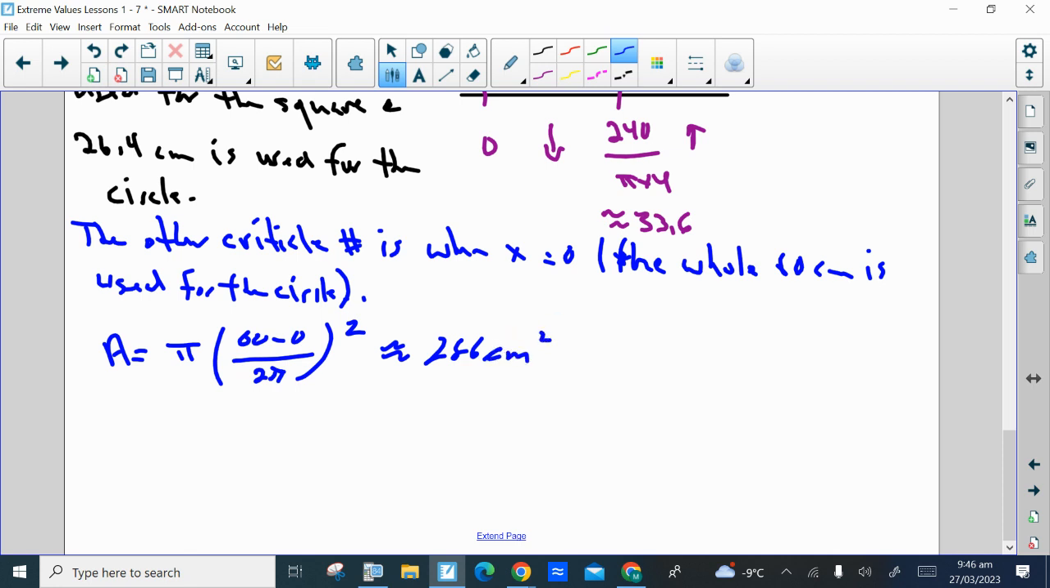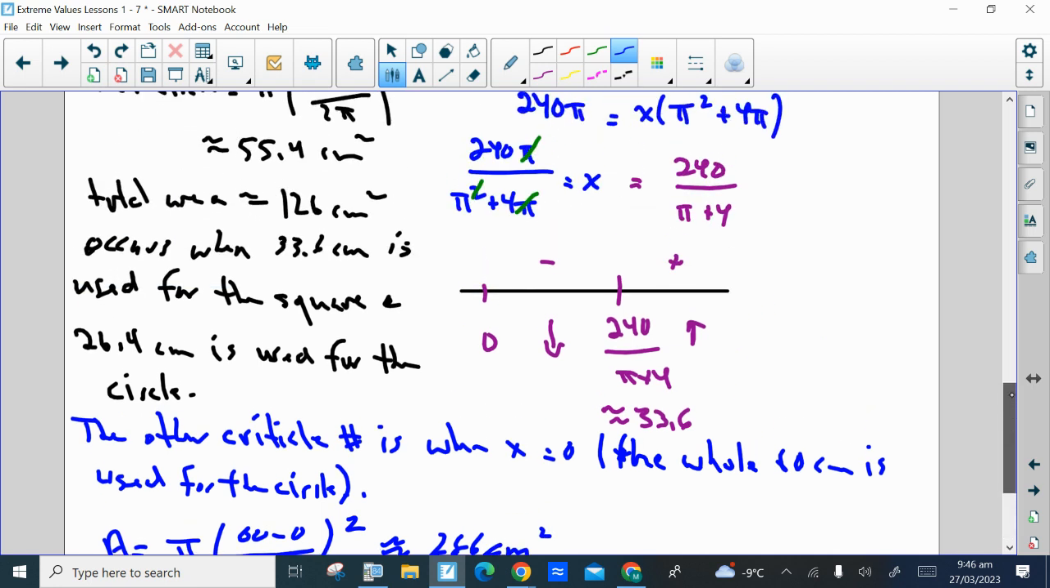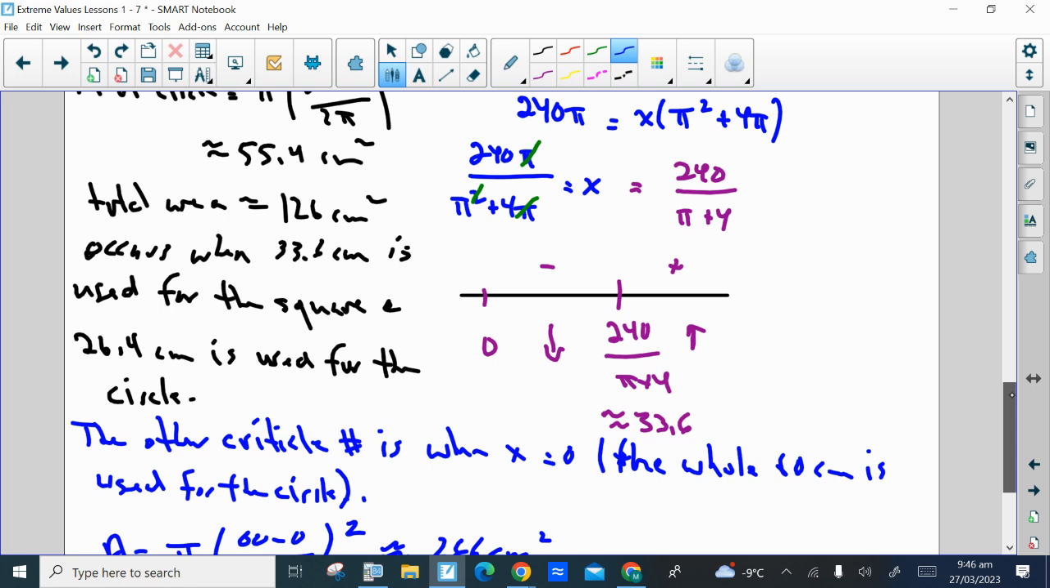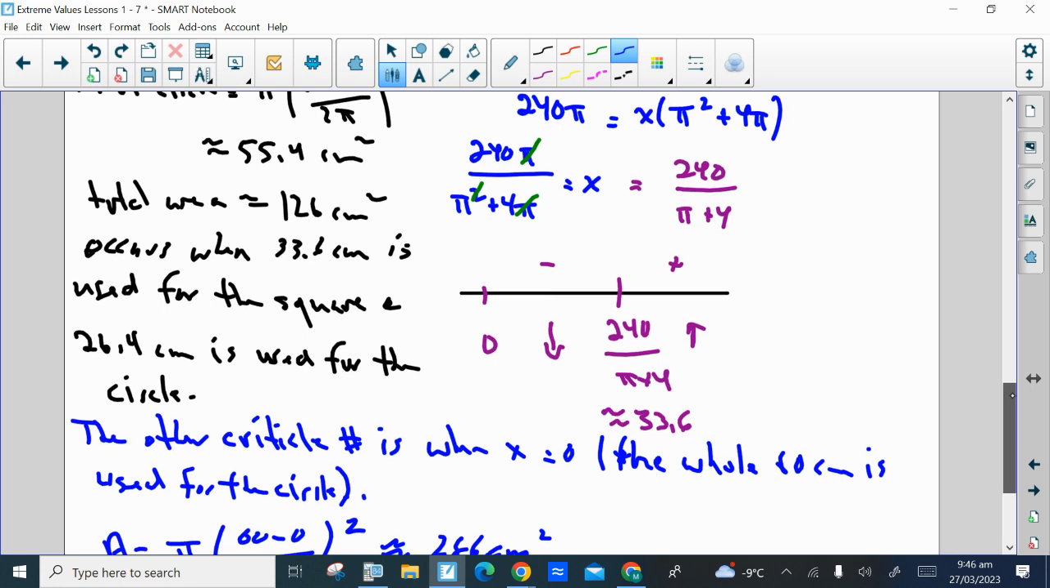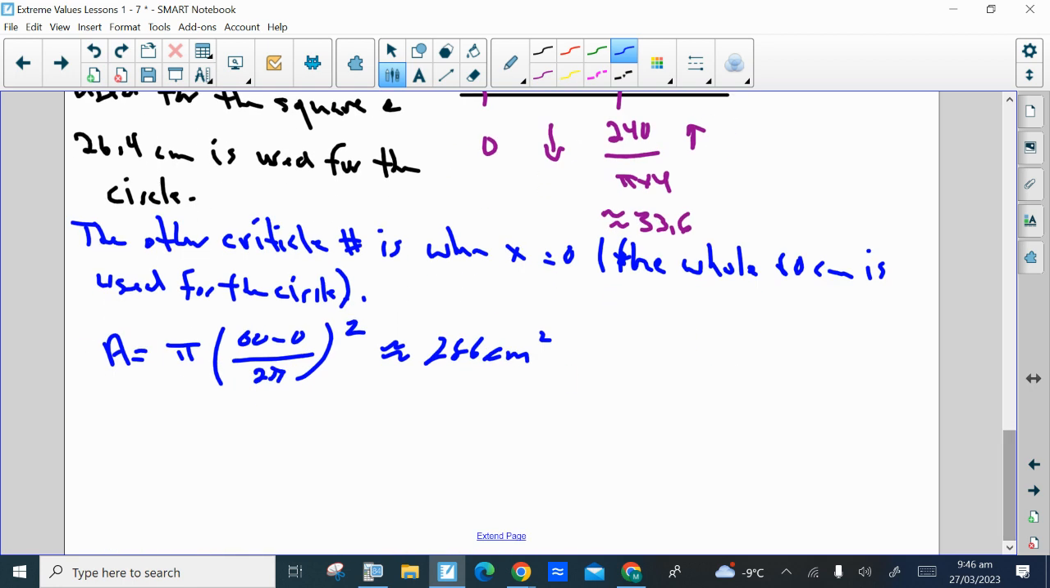And when we compare that to our area above of 126, obviously that's a smaller value, right? So this is a much larger number. Okay? So this will give us a maximum area.